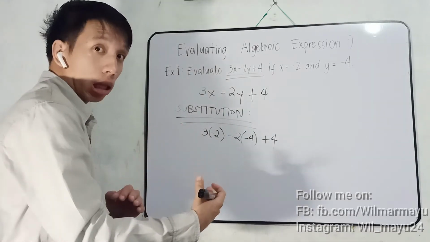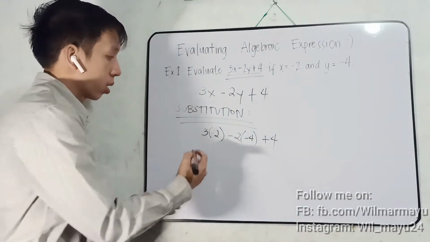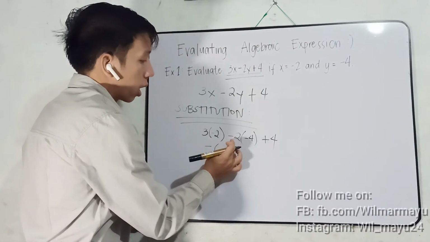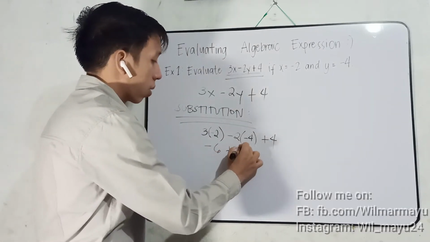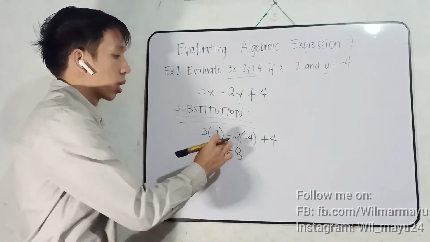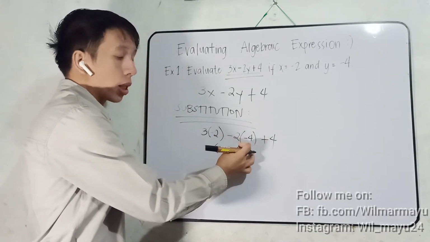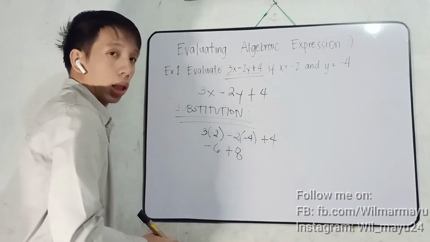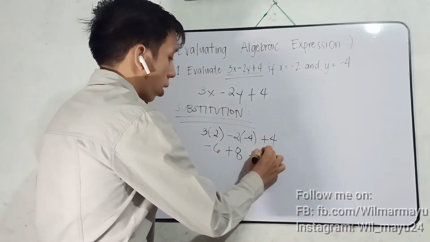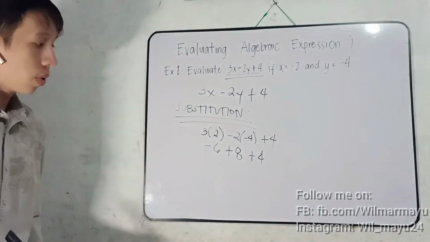Mas pasimplihin natin to para hindi kayo mahirapan. So, negative 2 times negative 4 is equal to positive 8. Bakit positive 8? Because negative times negative is positive, then 2 times 4 is equal to 8. Okay? Plus 4. Now, question.